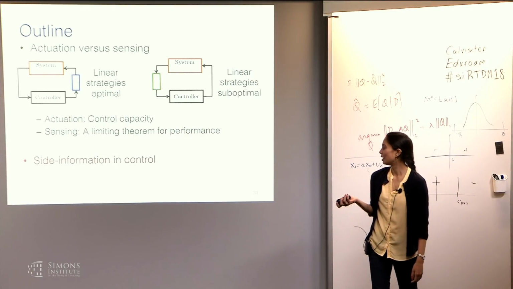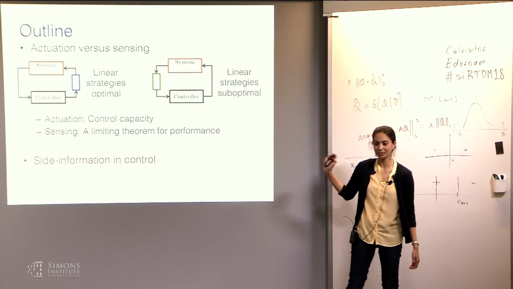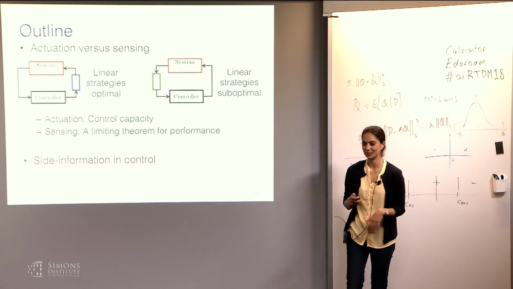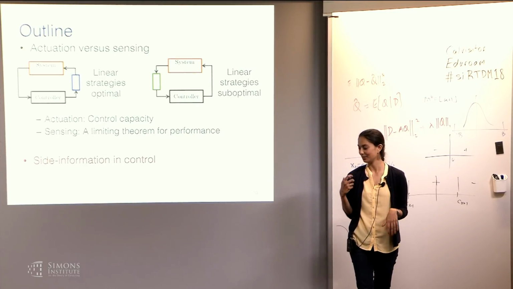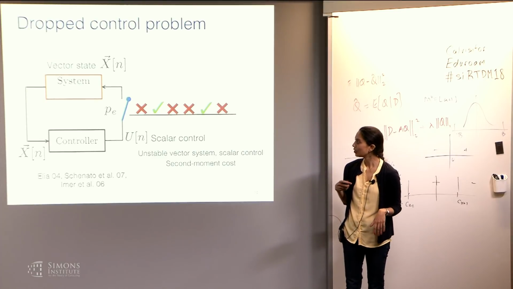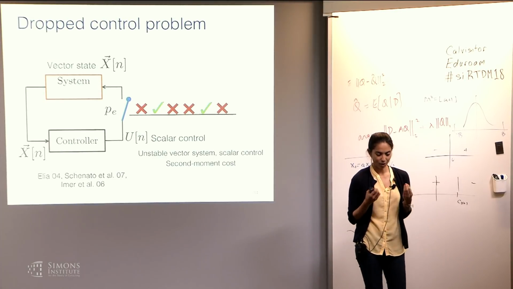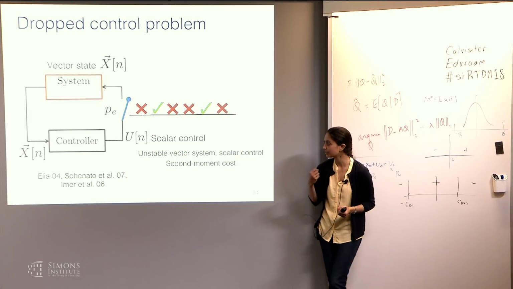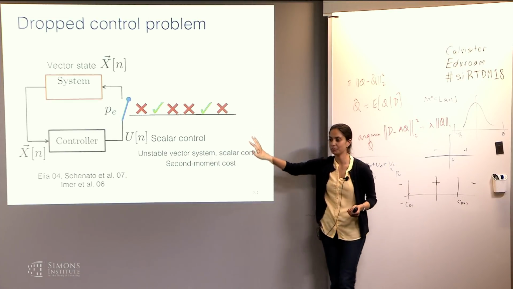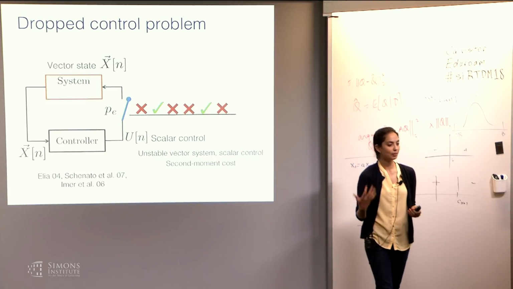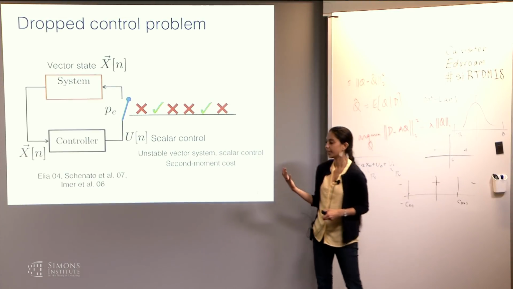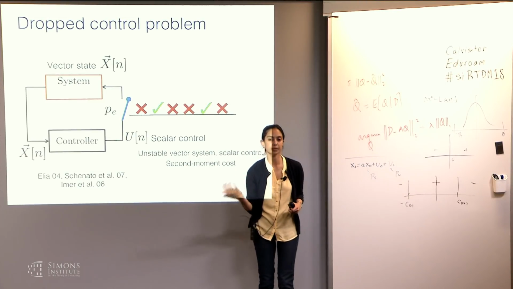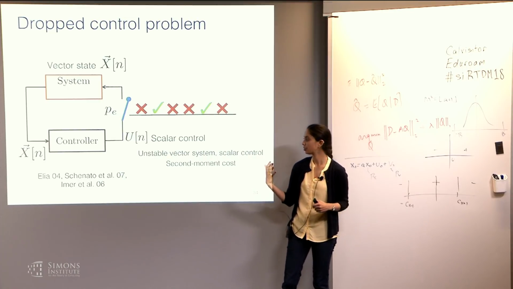OK. So then I'll tell you a little bit about this side information part that I didn't talk much about. To talk about how side information is interesting and why I think this is an interesting direction, I want to go back to a problem that has been looked at many times in control. It's very related to the intermittent Kalman filtering problem or the drop control problem.